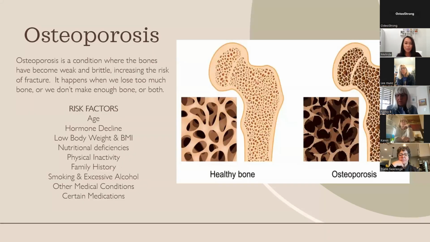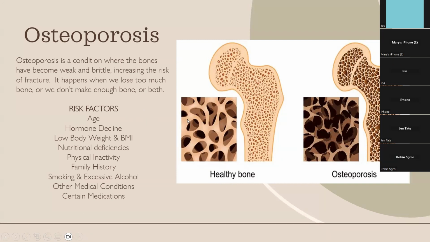So, what is osteoporosis? I'll give the NIH definition. They define it as a skeletal disorder characterized by compromised bone strength, predisposing a person to an increased risk of fracture. Basically, the bones have become weak and brittle, and that happens when we lose too much bone or we don't make enough bone or both.